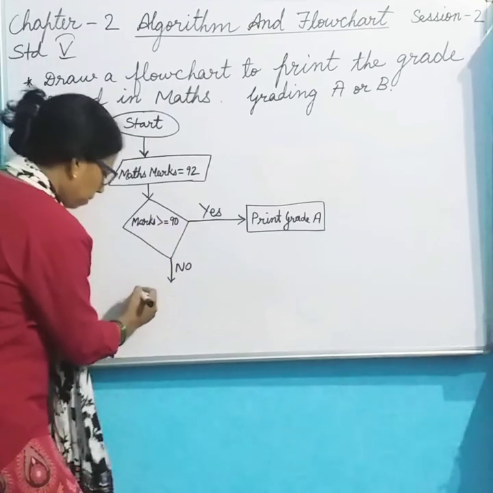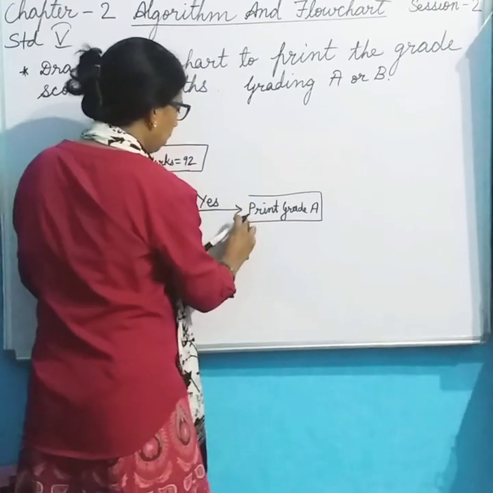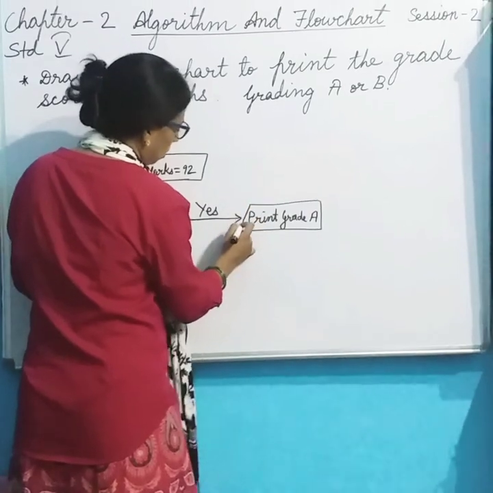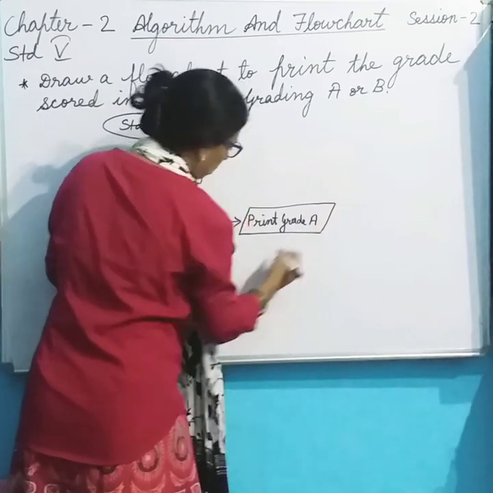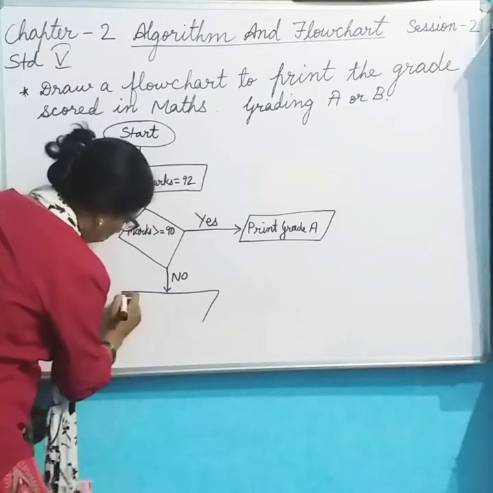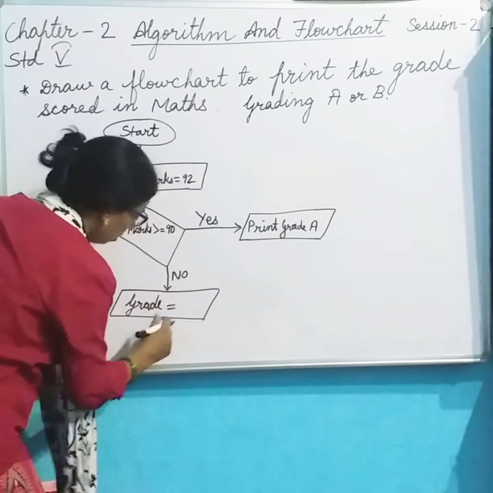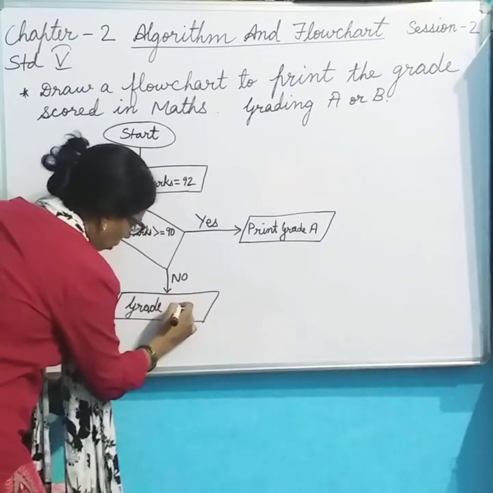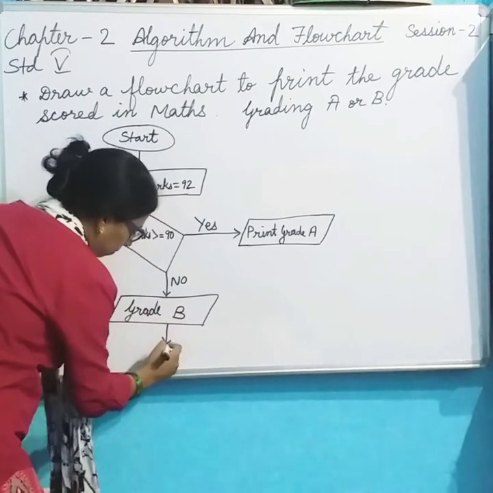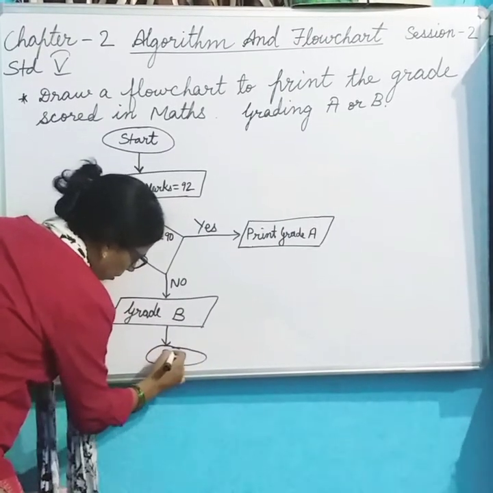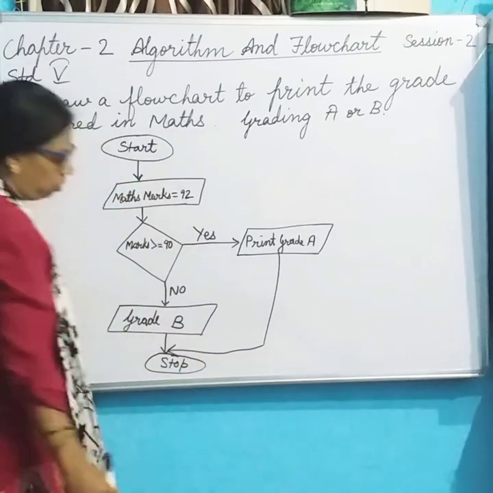If marks is not greater than or equal to 90, that means marks is less than 90. Then this won't be a processing box, this will be an output box. I am mistaken here. In this case there is no processing box. Here also an output box, and grade is equal to B, because this is no. Now here will be stop. Again the stop box, and this line will come from here also and join this stop.